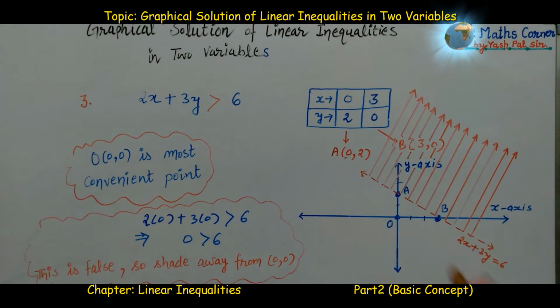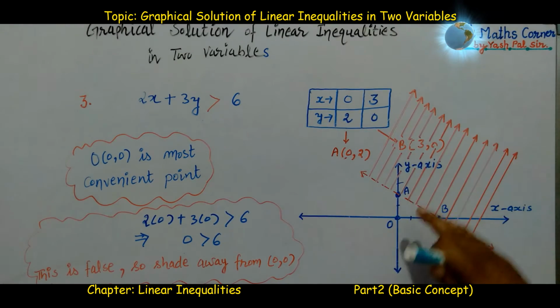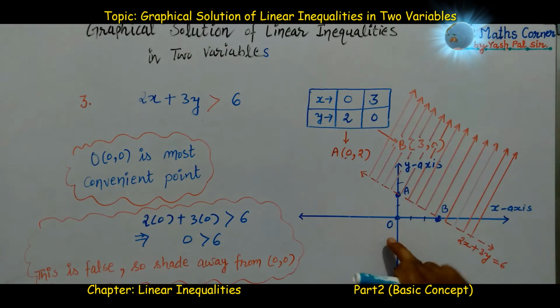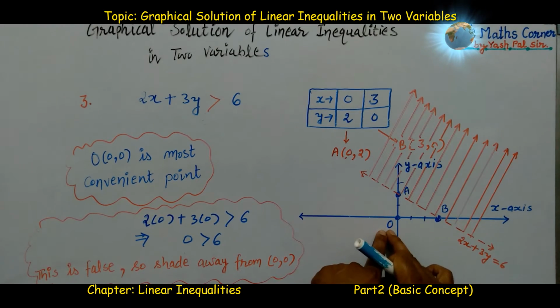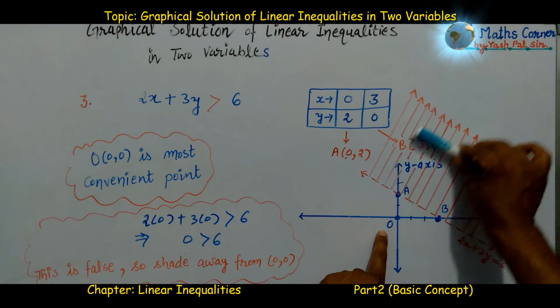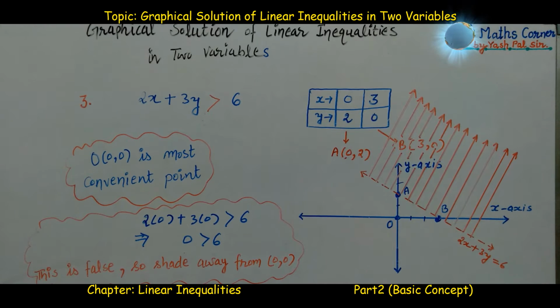This way we have shaded away from origin. This is 0, 0 origin, away from origin is this side. So this is the way how we can find the solution.